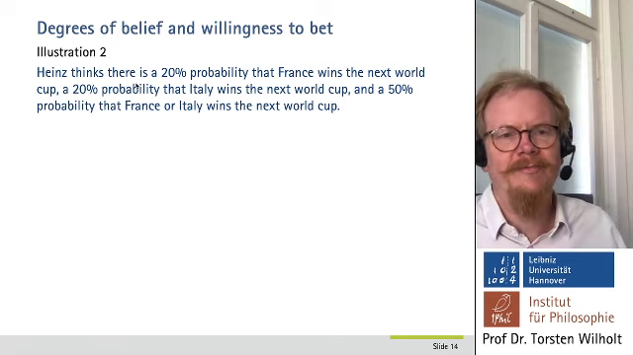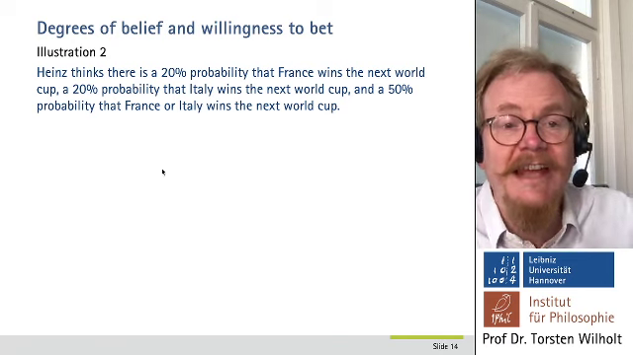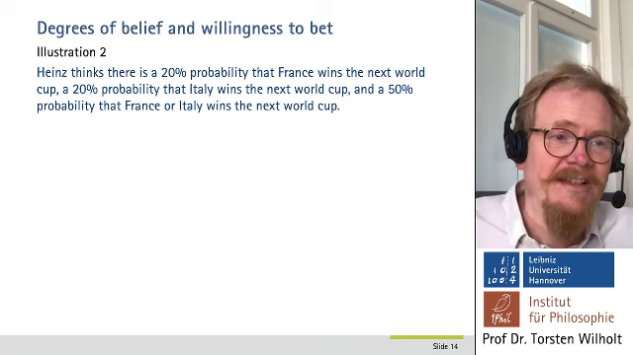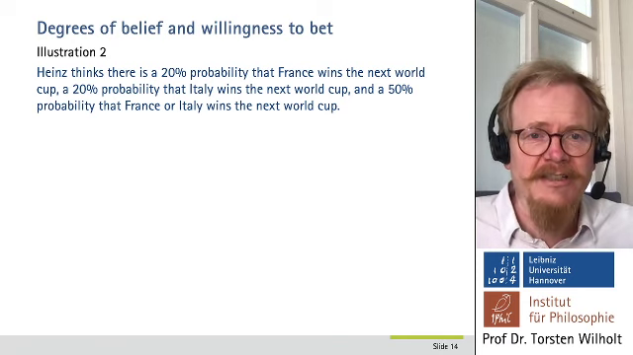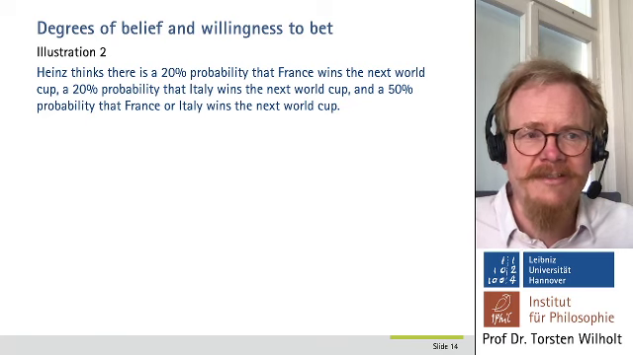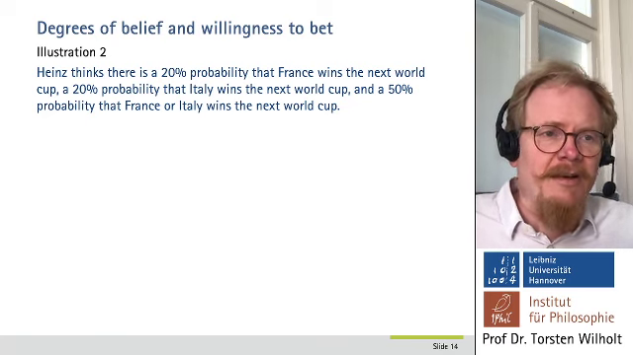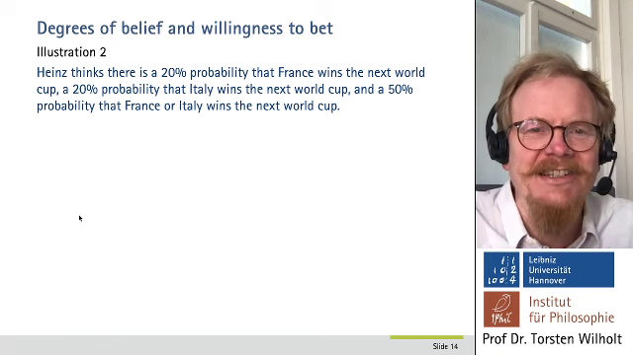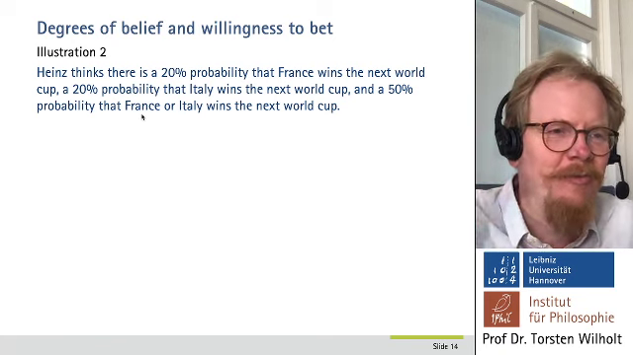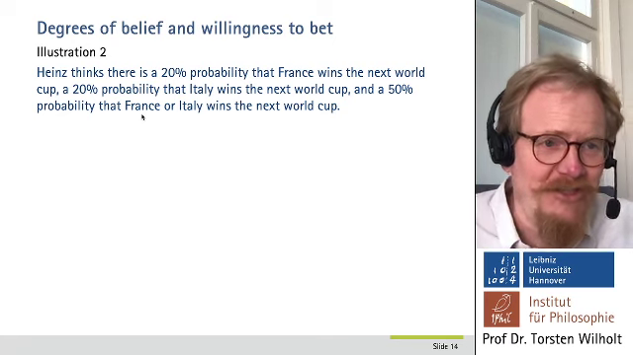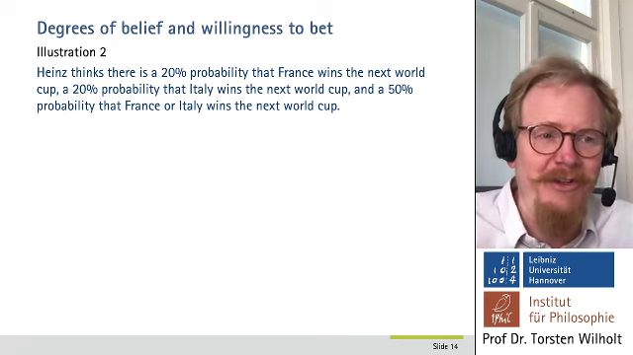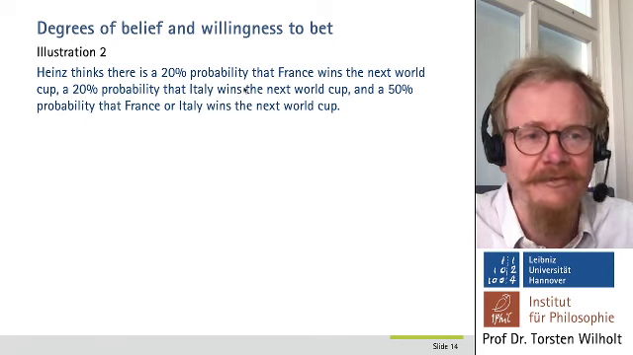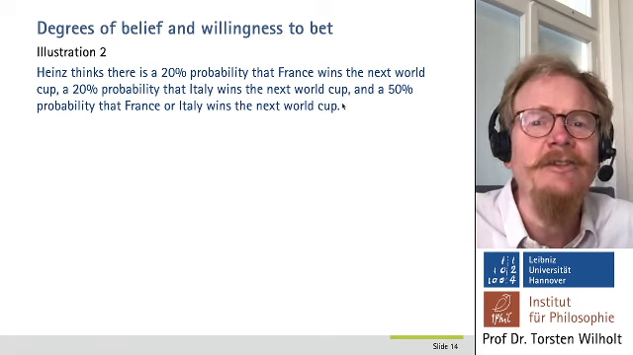because to stay consistent, he should assign a 40% probability that France or Italy wins the next World Cup. Whatever you think about these numbers, how realistic they are or how they conform to your own estimations of these probabilities, that's not the point. The point is in the internal consistency of these three probability assignments, and there's an inconsistency there.